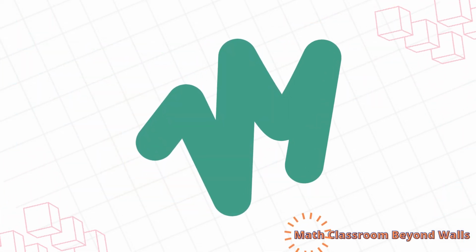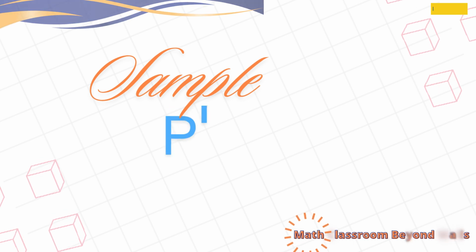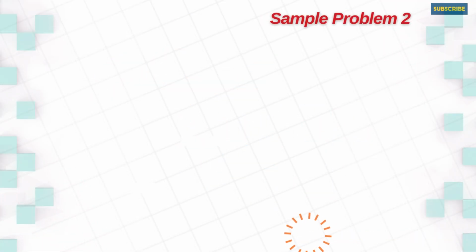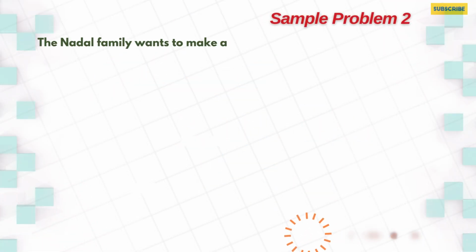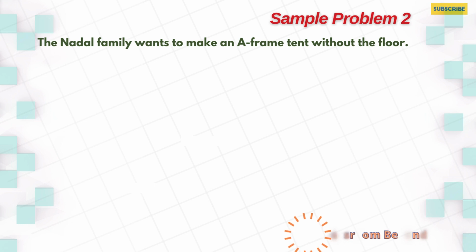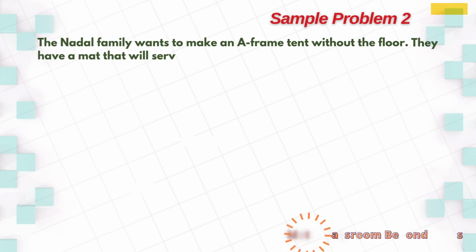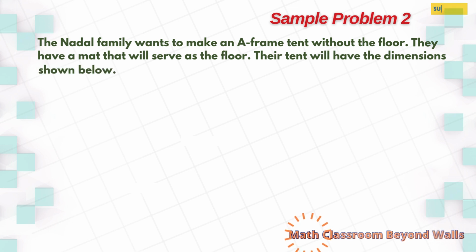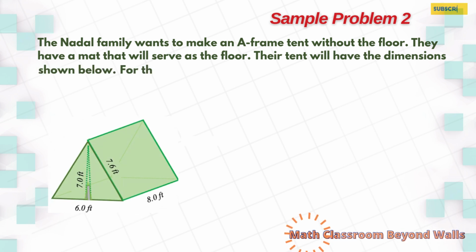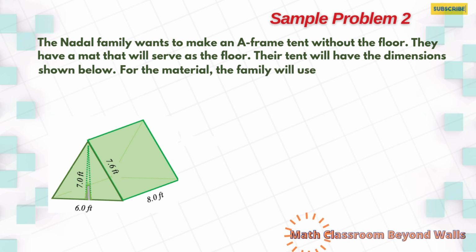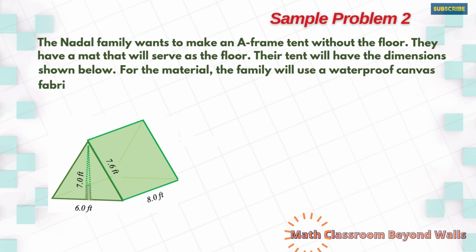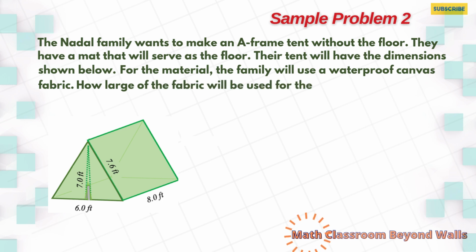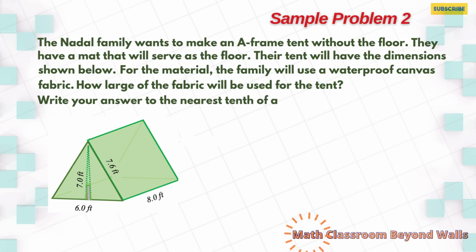Let us move on to sample problem 2. Here's the problem. The Nadal family wants to make an A-frame tent without a floor. They have a mat that will serve as the floor. Their tent will have the dimensions shown. For the material, the family will use a waterproof canvas fabric. How large of the fabric will be used for the tent? Write your answer to the nearest tenth of a square feet.